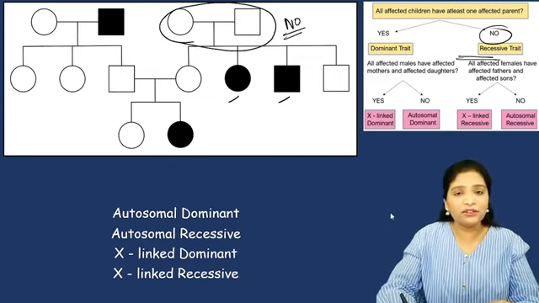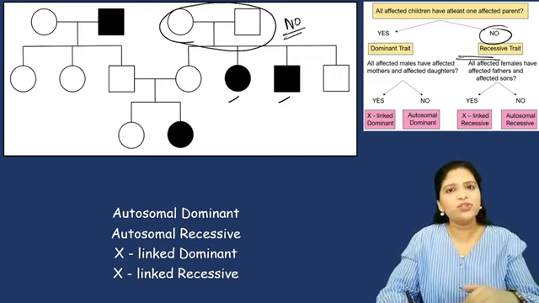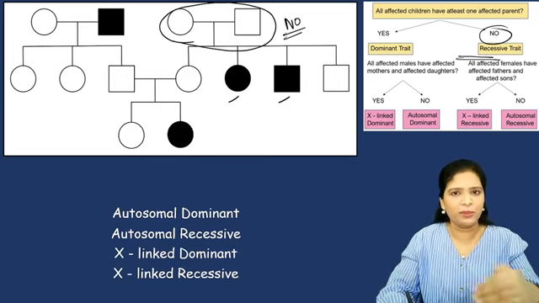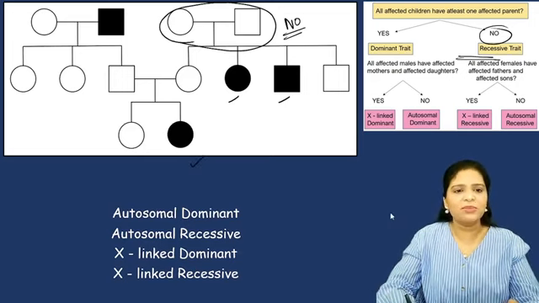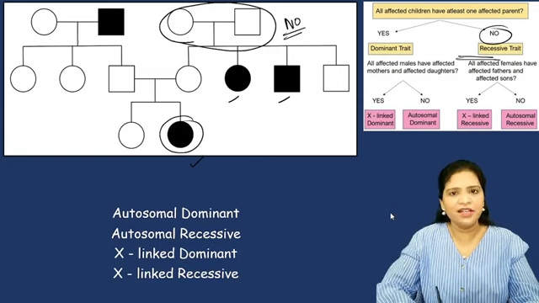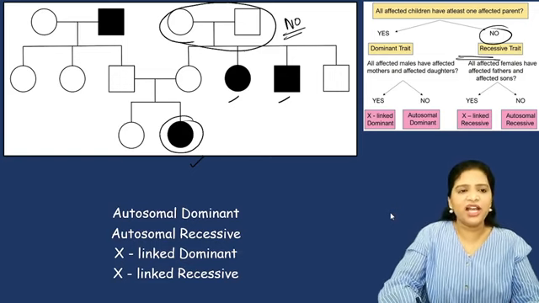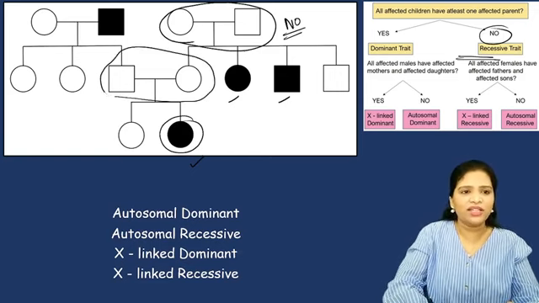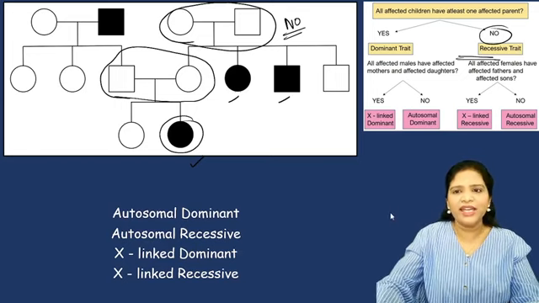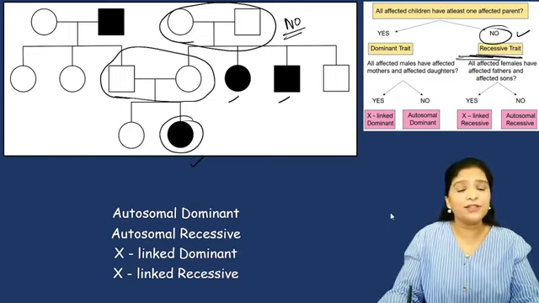Again, to confirm that, you have to see the next generation also. You should not stop with one generation, right? So go to the next generation because you have another affected child here. The affected child's parents are not affected. Okay. So here again, the answer is no. So this is a definite recessive trait.